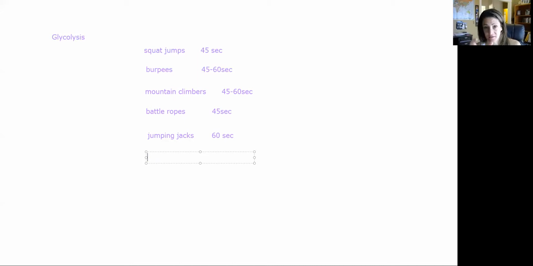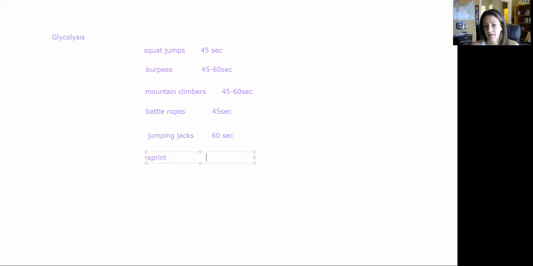Here's the thing. If it's above your lactate threshold, it's in glycolysis. If it's below your lactate threshold, it's not. So it's hard to have an exercise that's anaerobic for everyone unless it's a very hard exercise like squat jumps or burpees. Jumping jacks for a lot of people won't be anaerobic. A sprint? Okay, let's do a sprint.